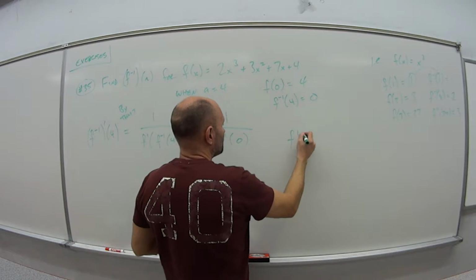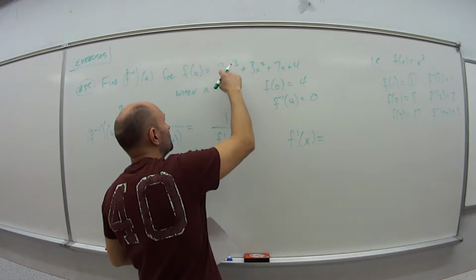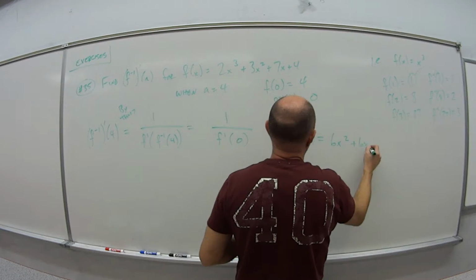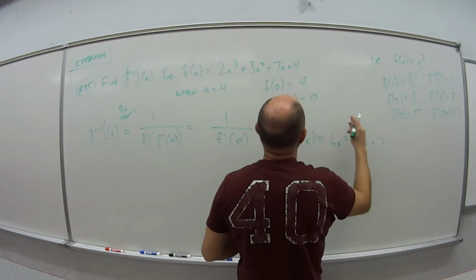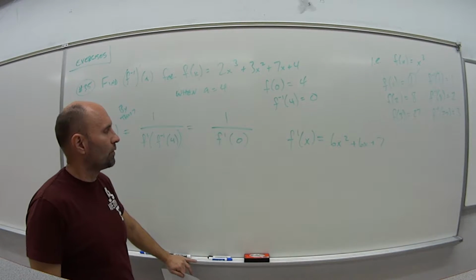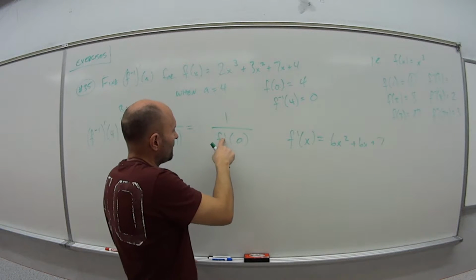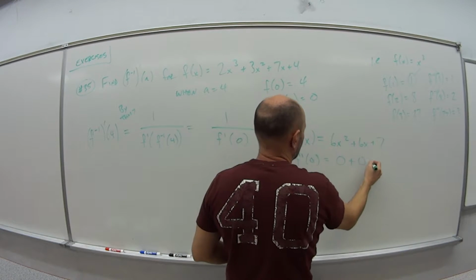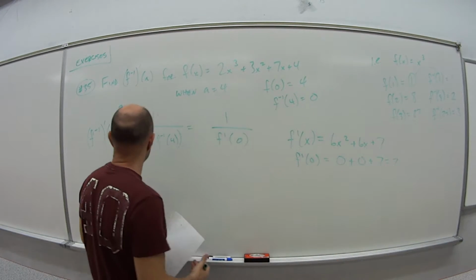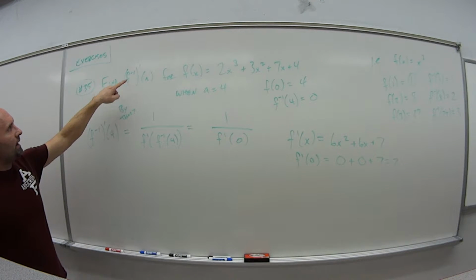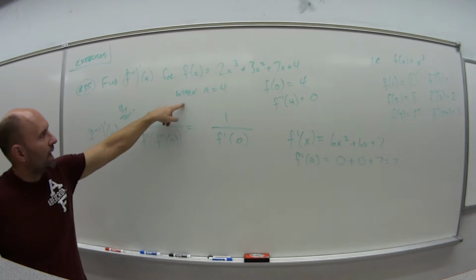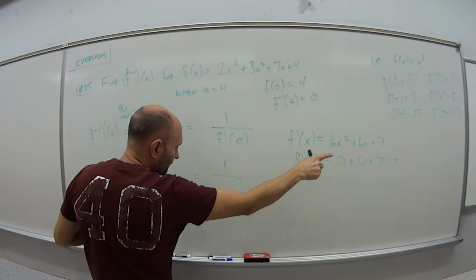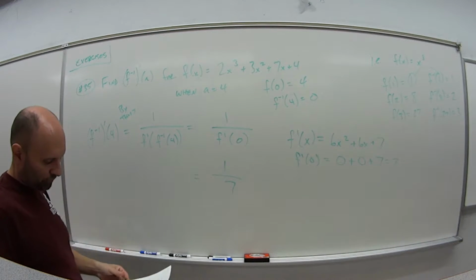So if I figure out f prime of x, that's what? It's 6x squared plus 6x plus 7 plus 0. The derivative of a constant is 0. So if I want f prime of 0, that's 0 plus 0 plus 7, which is 7. So if I want to find f inverse prime of a, when a is 4, it's just this guy here, 1 over f prime of 0, which is 7. So my answer is 1/7.